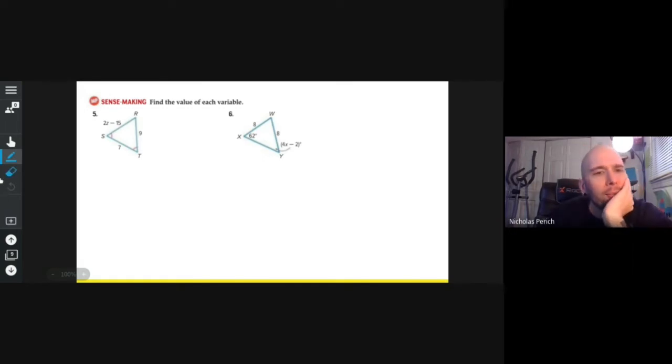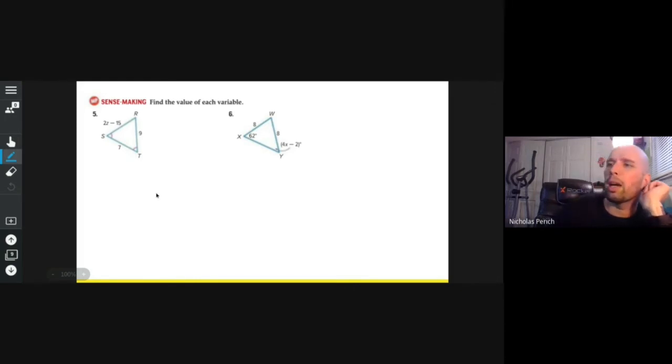For 5, I have 2z minus 15. I have 9. And I have 7. What equation can I write out to find out what z is if 2z minus 15 is one side, and then I have a 9, and then I have a 7? So I have an isosceles triangle, which means 2 of the sides are going to be the same. Which 2 sides are going to be the same?